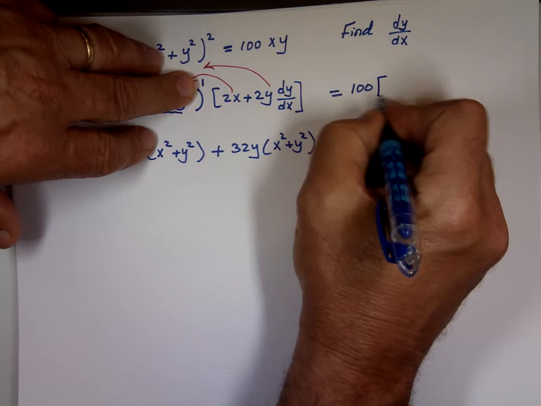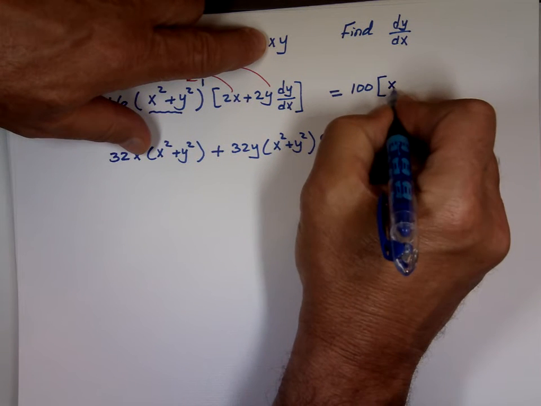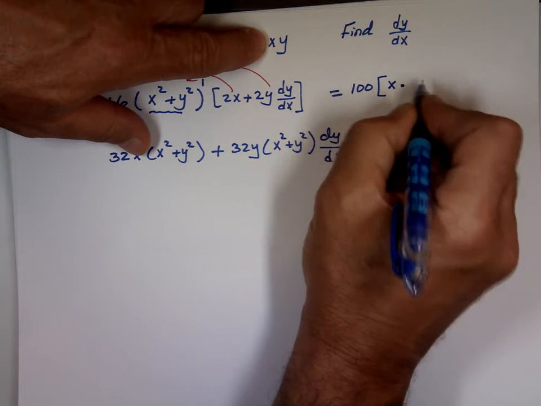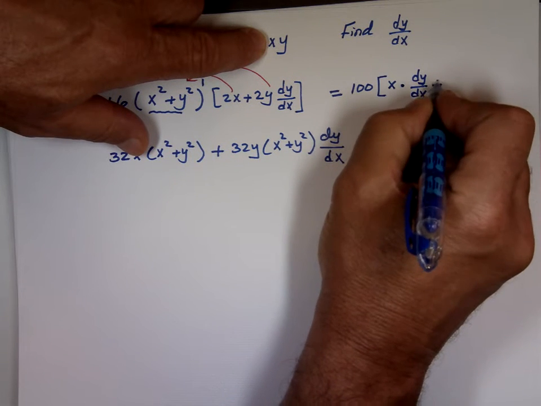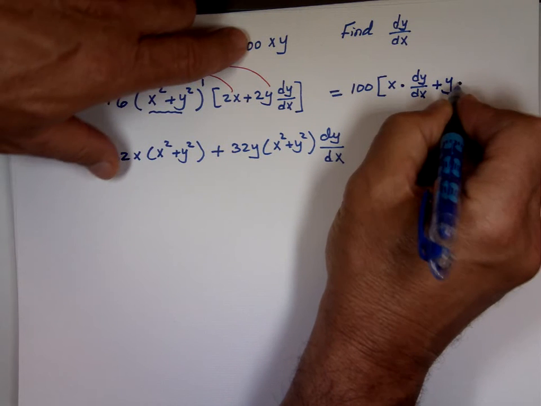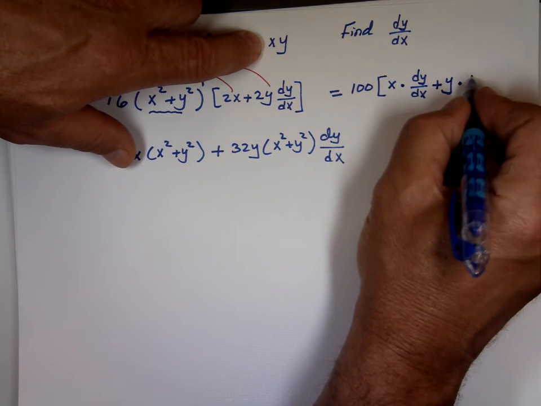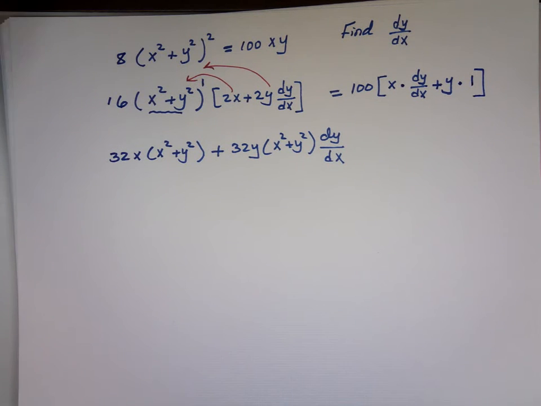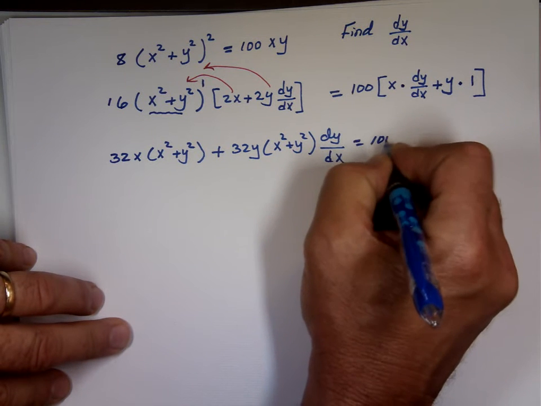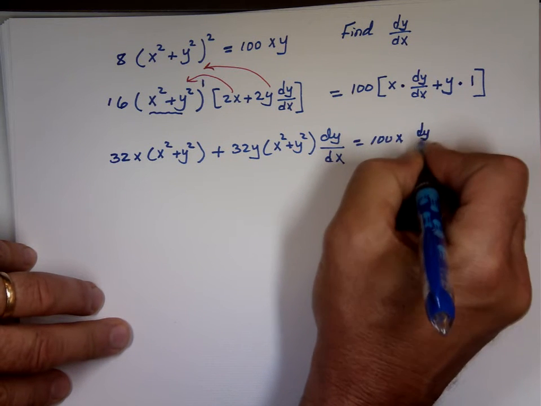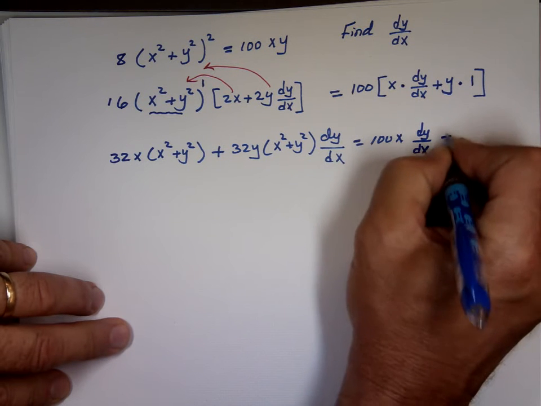The first, which is x, times the derivative of y, which is dy/dx, plus the second, which is y, times the derivative of x, which is 1. Now you might say, how come you don't put dx/dx? Well, dx/dx is equal to 1. That's why we don't put it there. Now let's clean the right side. 100x dy/dx plus 100y.